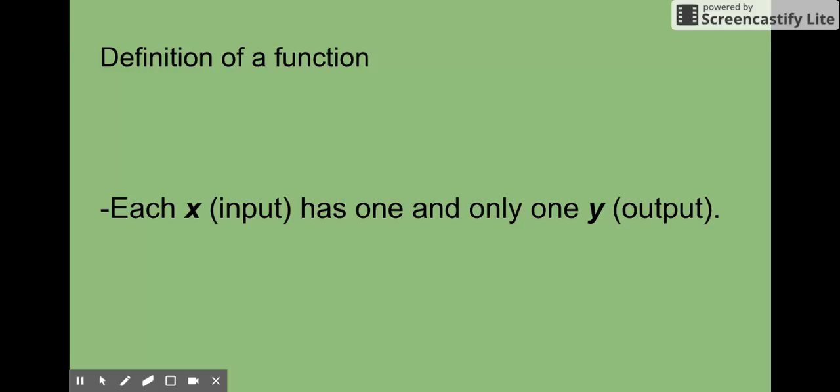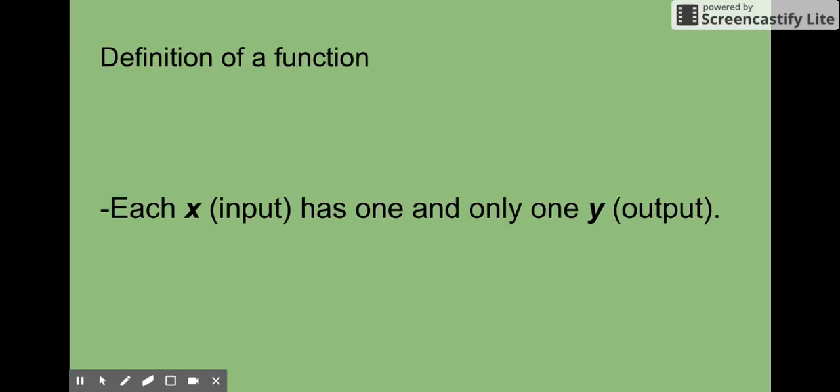First of all, the definition of a function. Each x, or what we want to call an input, has one and only one y, which we call an output. Okay, so I want you to start thinking about when we're talking about functions, you need to start visualizing graphs of functions that you've done in the past, like lines on your coordinate plane. When we're talking about functions, you're going to be trying to represent them using your graphs. You're going to be using tables, and you're going to be using equations and what we call function rules.